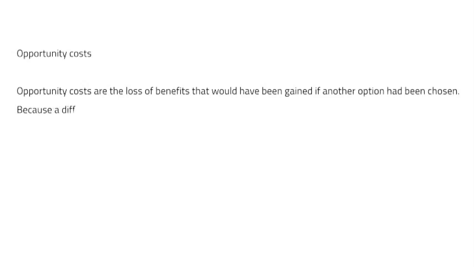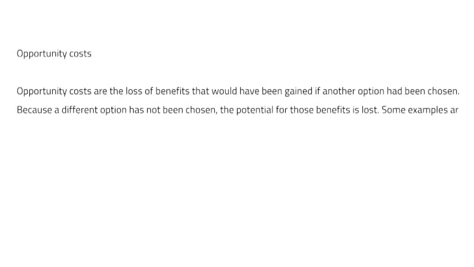Opportunity costs. Opportunity costs are the loss of benefits that would have been gained if another option had been chosen. Because a different option has not been chosen, the potential for those benefits is lost. Some examples are listed below.